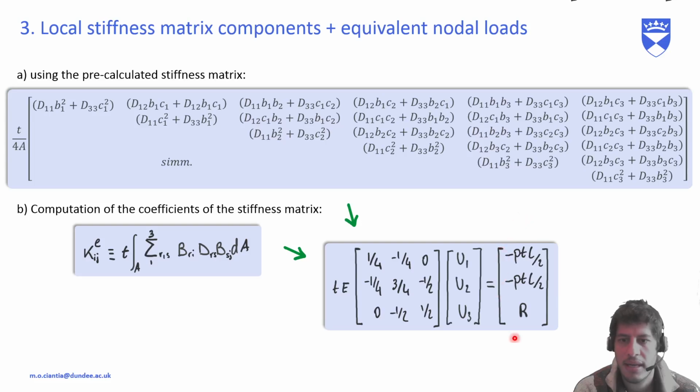And then we saw in the previous lecture how we obtain the equivalent nodal loads. In this case, the result was PTL over 2 and PTL over 2 for nodes 1 and 2, with a minus sign because there was a pressure applied on the left boundary. So look back at the figure if you want to look at this. And then there was the reaction for node 3. I'm going quickly here because this is all what we did last Monday.